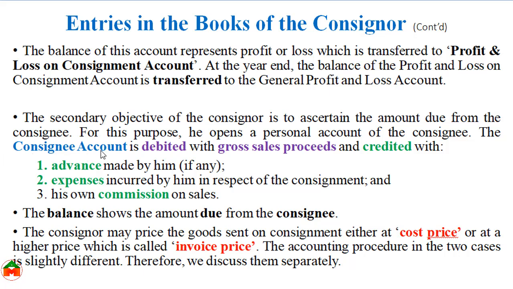In the consignee account, the debit side includes the gross sales proceeds, and the credit side shows the advances made by the consignee, expenses incurred by the consignee, and the commission received or receivable by the consignee. And if there is any balance, that balance represents the due amount to the consignee. However, we can prepare the consignment accounts based on two prices. It may be cost price or it may be invoice price.